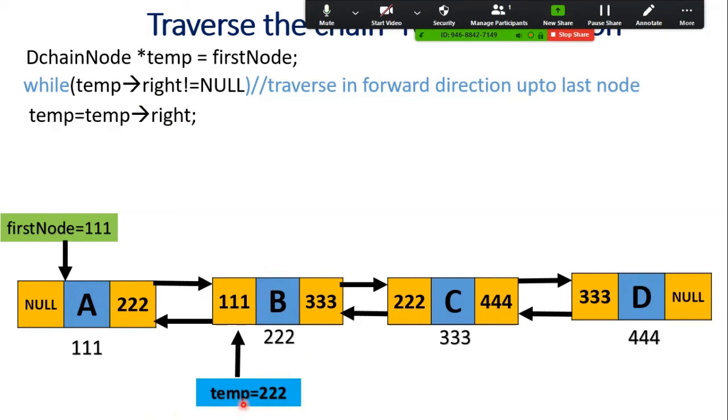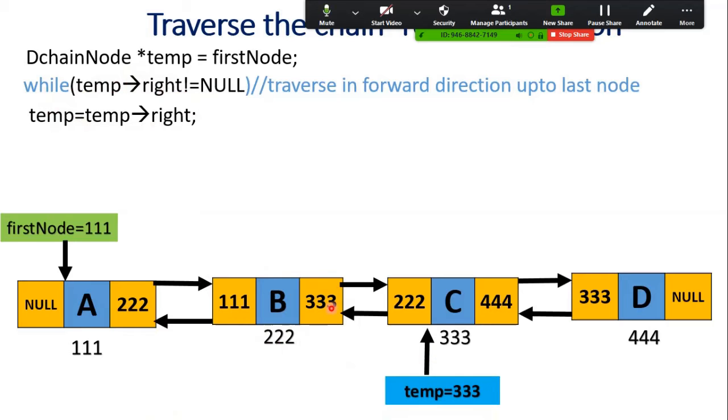Again, temp of right. Where is the temp? It is pointing to node B. Again, we check the value: temp of right, is it not equal to null? Temp is pointing to node B. Temp of right is 333. Temp of right is not equal to null. If so, temp equals temp of right. It becomes 333. Now temp is pointing to node C. Again, it checks the condition on the value.